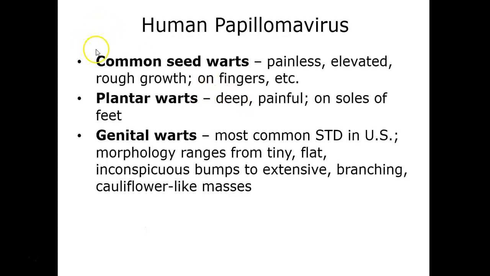So we talk about things like the common seed warts, which are the ones that are typically found on the fingers. They have kind of a cauliflower-like growth to them. The plantar warts, which are extremely deep and painful and are found on the soles of the feet. And then the most common STI in the US, the genital warts, which produce these tiny flat bumps that can lead to branching cauliflower-like masses.